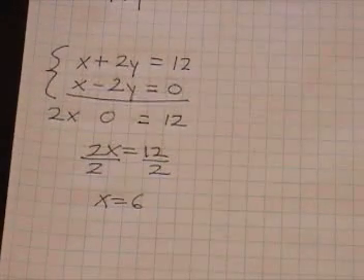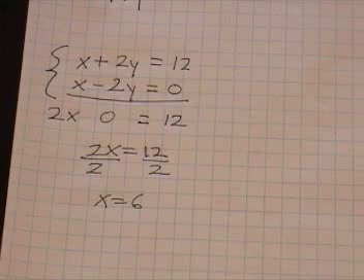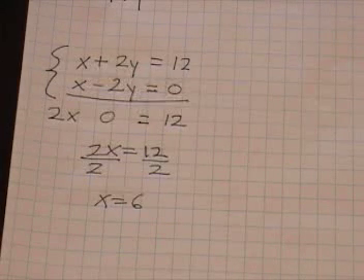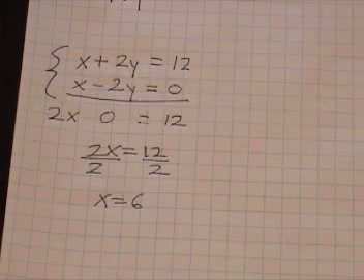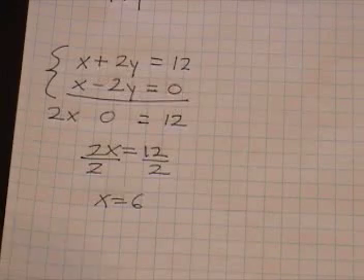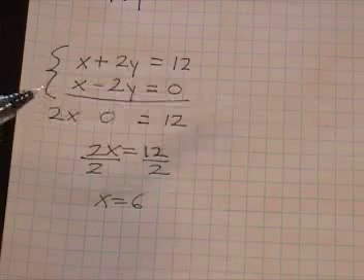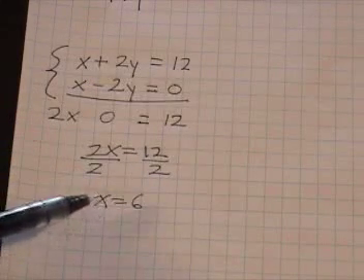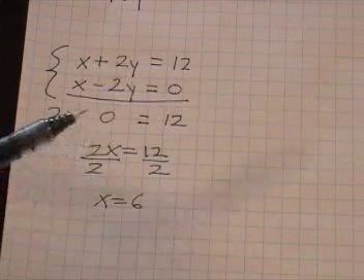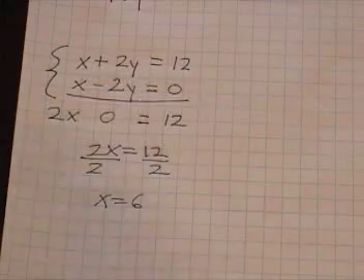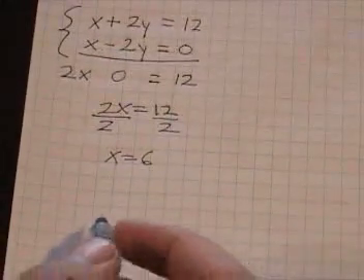Now that you have this, we're going to check our work. Actually, before we check our work, we have to solve for y. We only have one data point in our ordered pair. We need to find the other variable y. So let's go ahead and plug 6 back into the top equation. I'm going to write it right below it.